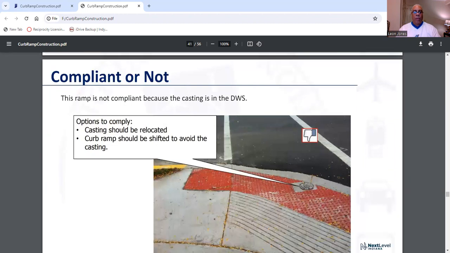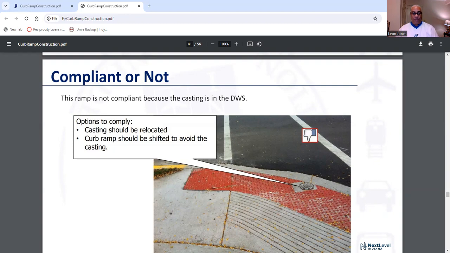All right, now, compliant or not. Now, this ramp is not compliant because the casting is in the DWS. You're inspecting, make sure you check that out. I know in the city, I'll be coming around to make sure that you're checking it out.